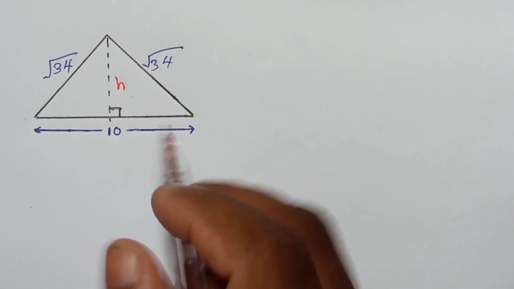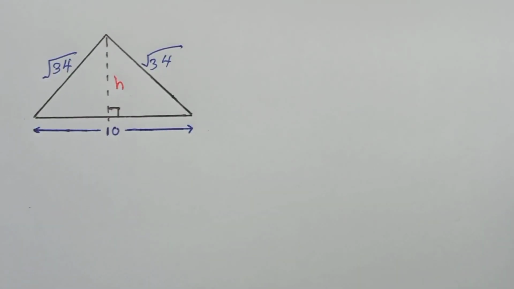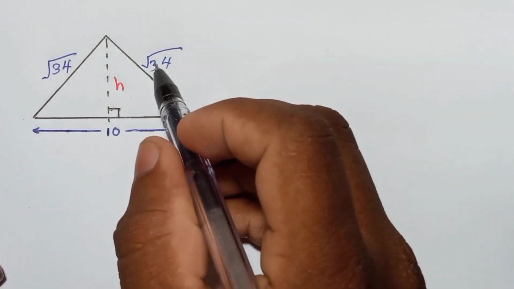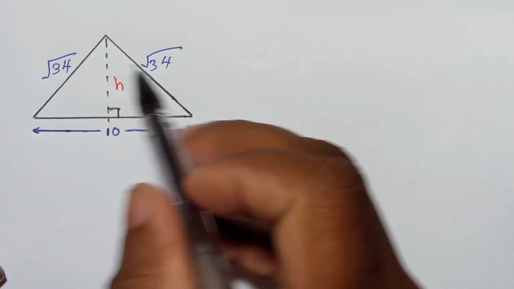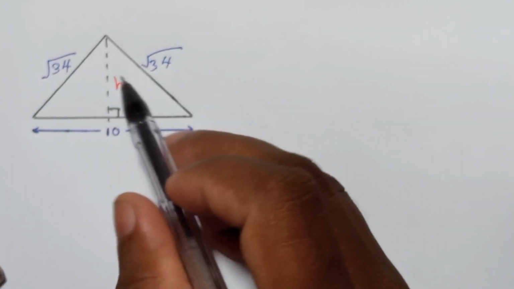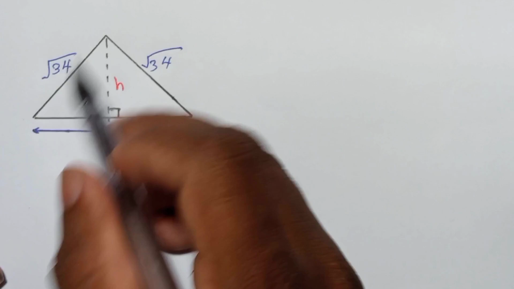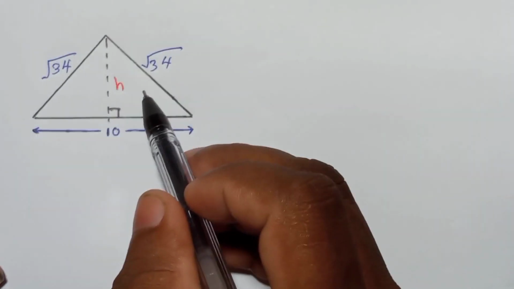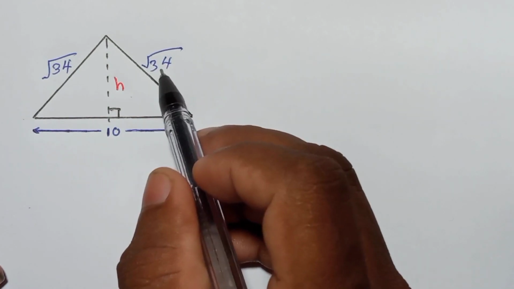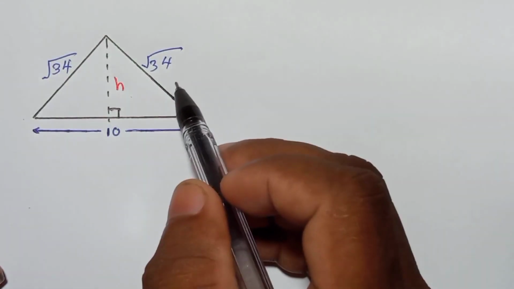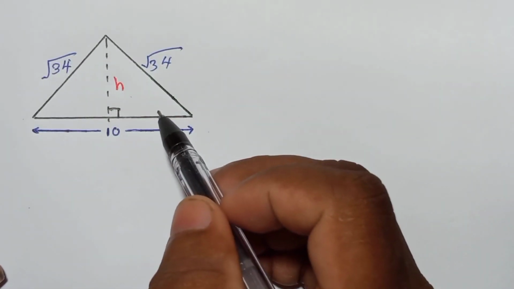In this question we need to find the value of h, right? Now very carefully look here. You can see here square root 34, here also square root 34, right? They do not tell us, but we know if the lengths are the same, it will be an isosceles triangle, right? Square root 34, square root 34. So that's why you can think of this as an isosceles triangle.